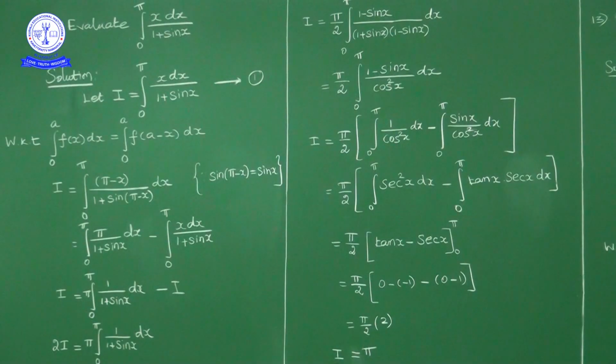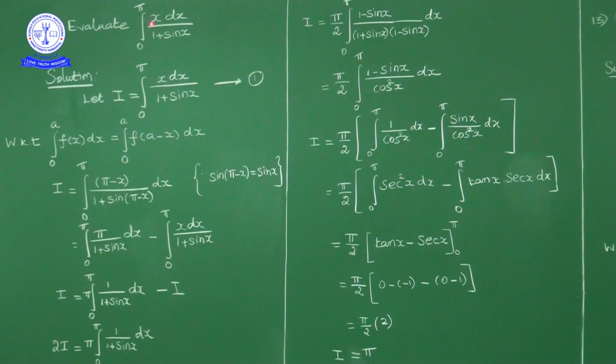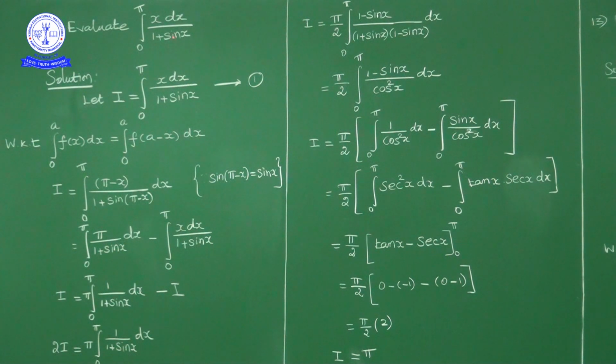Okay, next question. Evaluate integral 0 to pi x dx upon 1 plus sin x. Here the question is to evaluate integral 0 to pi x upon 1 plus sin x dx. Now I will consider this as 1, I equal to integral 0 to pi x dx upon 1 plus sin x. Now we have a property that integral 0 to a f of x dx is equal to integral 0 to a f of a minus x dx, which means replace variable x by upper limit minus x.